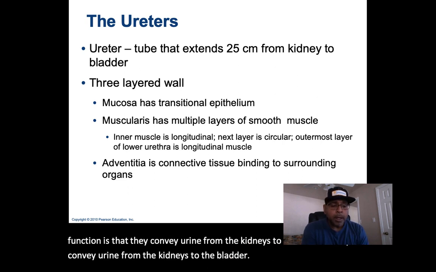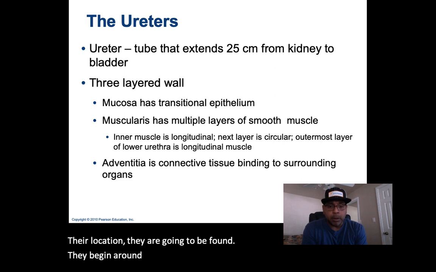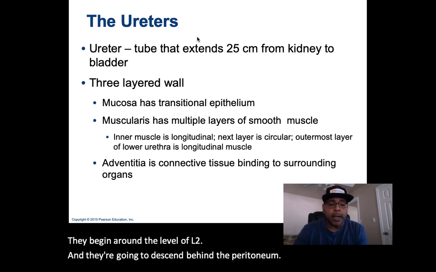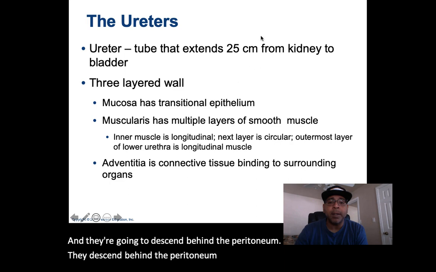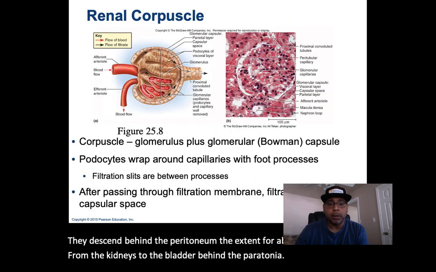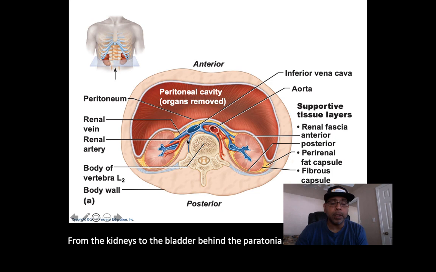Their location: they begin around the level of L2, and they're going to descend behind the peritoneum. They extend for about 25 centimeters from the kidneys to the bladder behind the peritoneum. Okay, you can see all that retroperitoneal talk I've been doing.